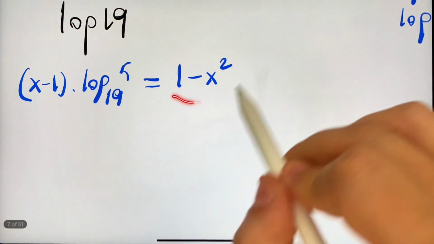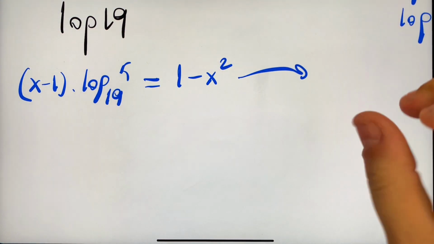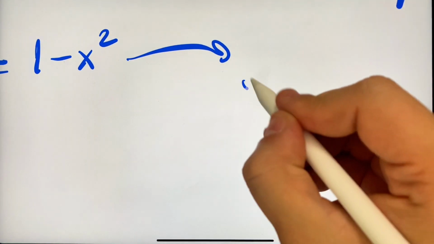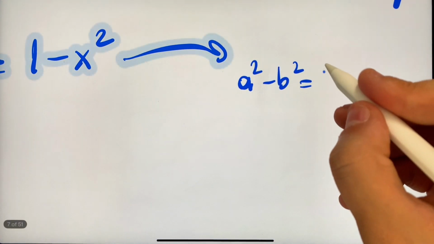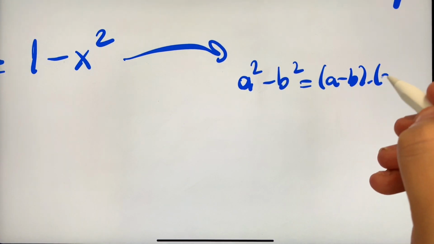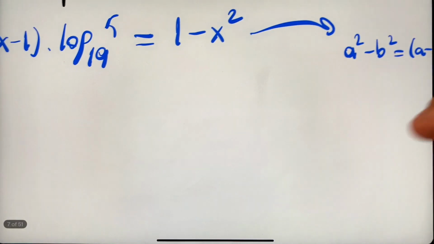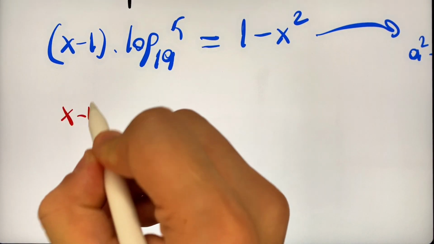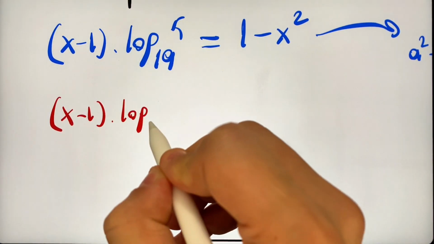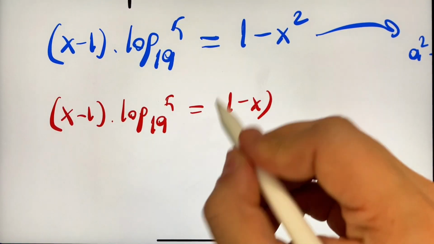Given here, we need to recognize the algebraic expression from somewhere. If you pay attention, friend, which identity will it lead us to? This is the identity we call a squared minus b squared. How do we write it? a minus b times a plus b. If we start using it in our question right away, x minus 1 times the logarithm of 5 with base 19 is equal to 1 minus x times 1 plus x.